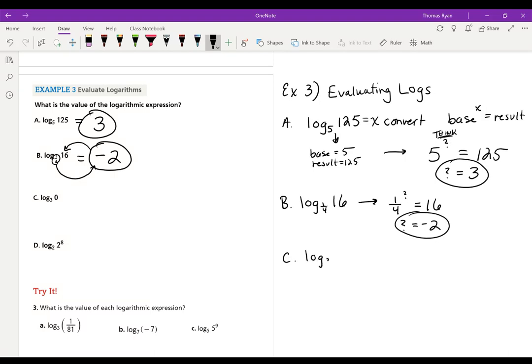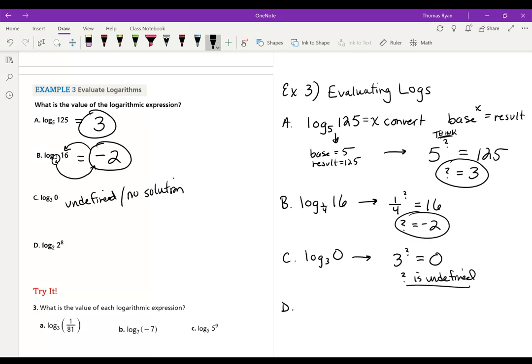The log base 3 of 0. So we're asking ourselves, 3 to what power will give me 0? Well, if I raise 3 to any negative number, I'm going to get fractions, fractions, fractions. If I raise 3 to 0, anything to the 0 power is 1. And if I raise 3 to positive numbers, I'm going to get bigger and bigger and bigger numbers. So in this case, there's no solution here. This is undefined. So we'll say undefined, or there's no solution.